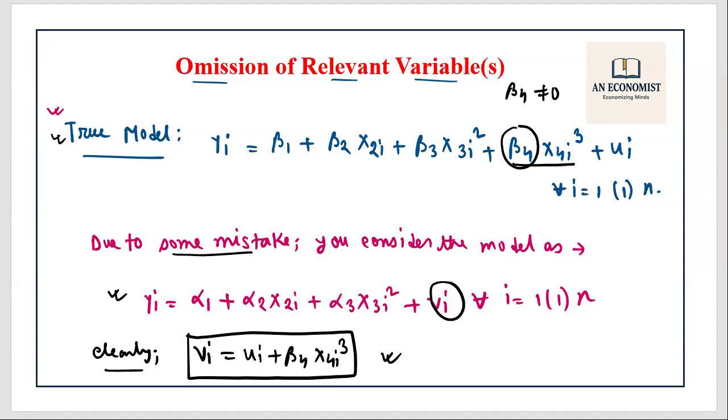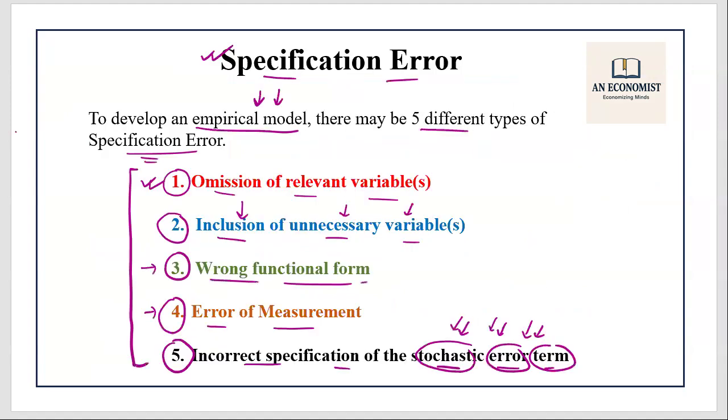Now it has some severe consequences. In this video, since this is an introductory video, I will not discuss the consequences here. From the next video onwards, we will take each of these cases and see in detail what will happen if omission of a relevant variable occurs in your model, what the consequences will be, and how we can deal with this. I'll make a separate video on each of these 5 types, so stay tuned for that. As of now, just understand the concept. So this is the first type of specification error.